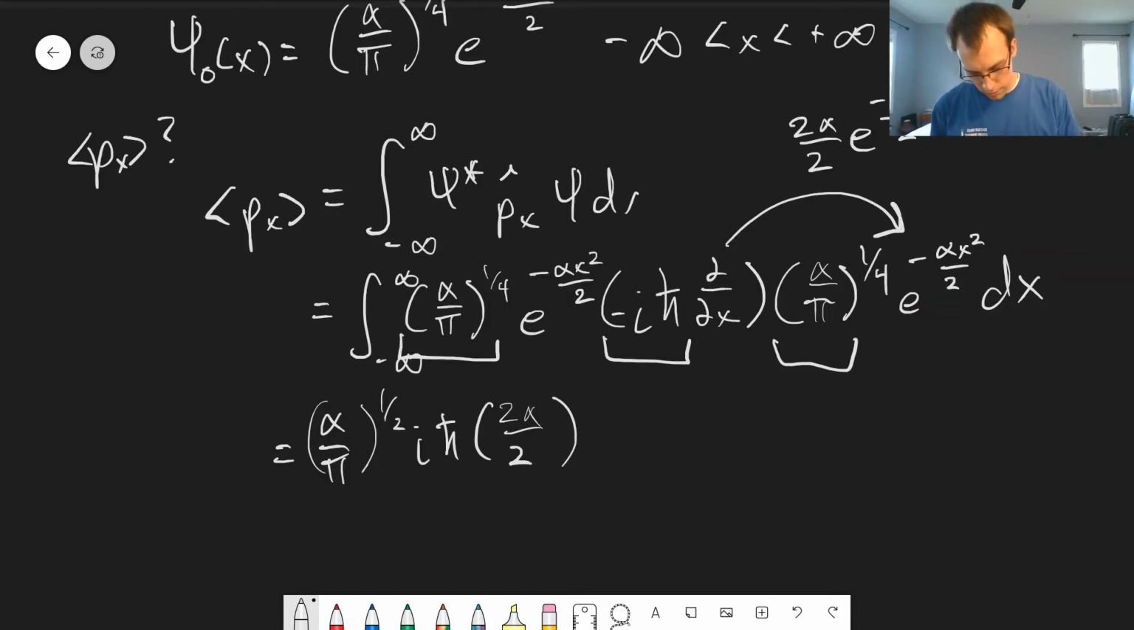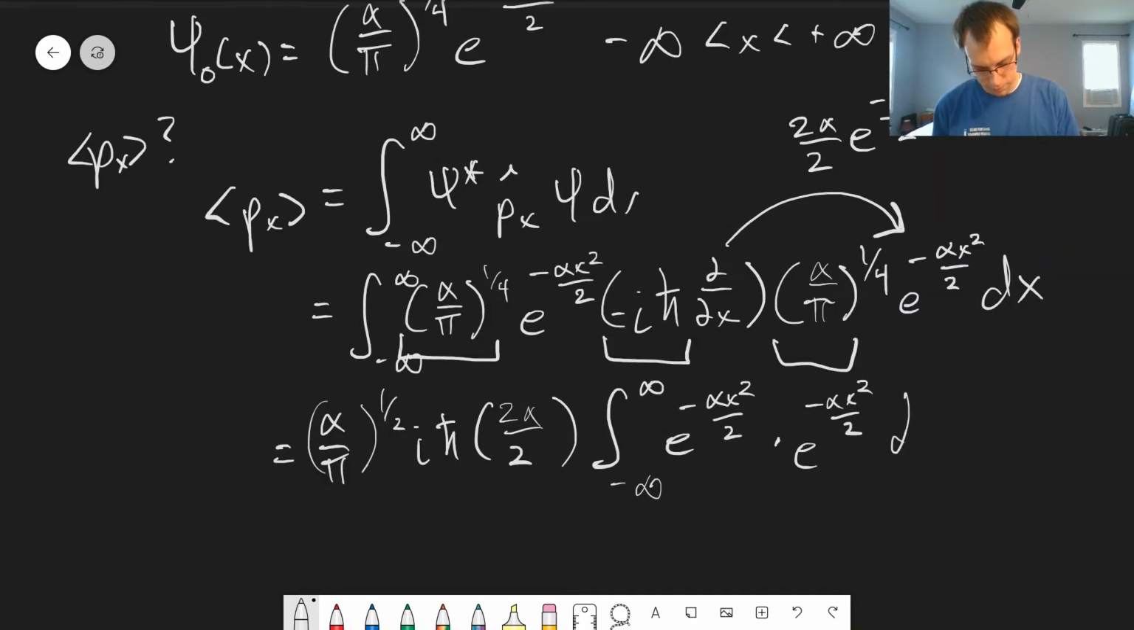We'll end up with the integral from negative infinity to positive infinity of e to the minus alpha x squared over 2 times e to the minus alpha x squared over 2. So we just have the same function twice. Oh, and an x. I'm missing an x here: 2 alpha x over 2.